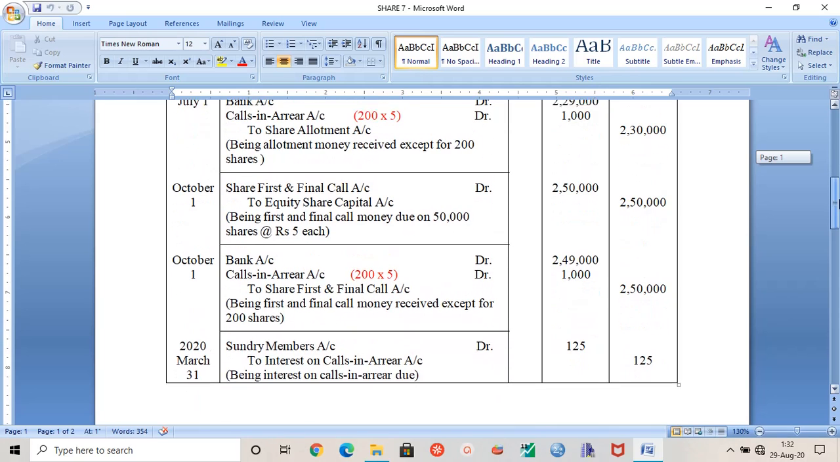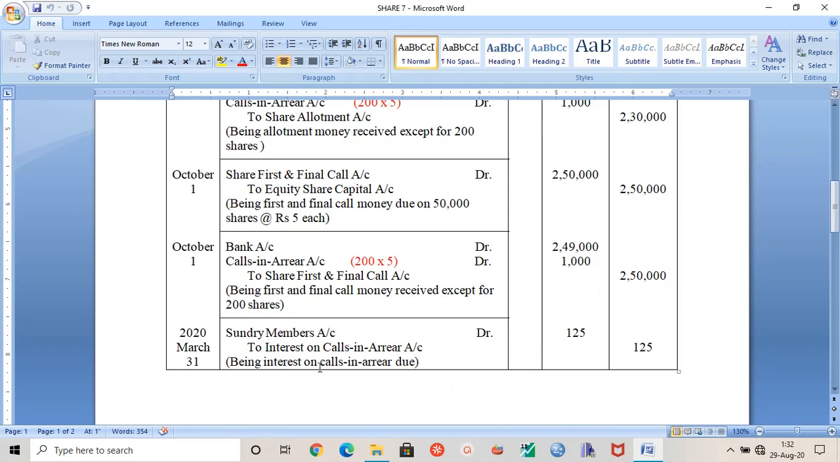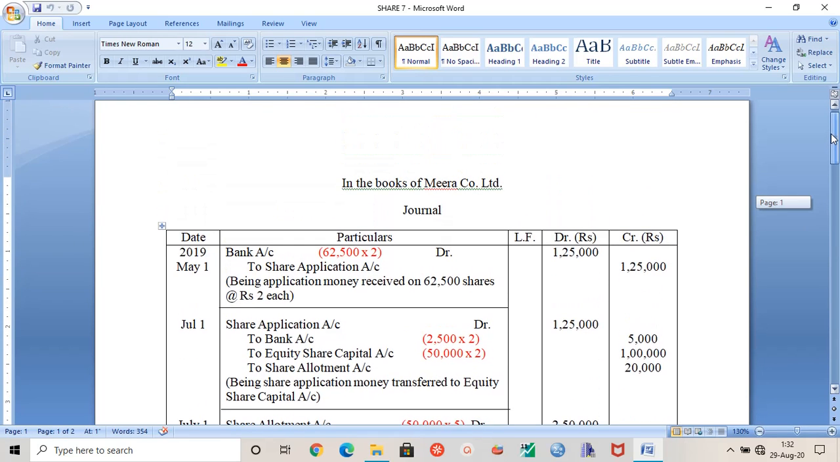So ultimately, we have one more thing, that is interest on calls in arrear also, which will be passed on the last date of the financial year. So we will see how the entries are passed.